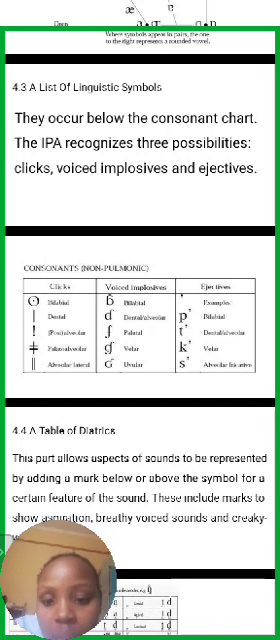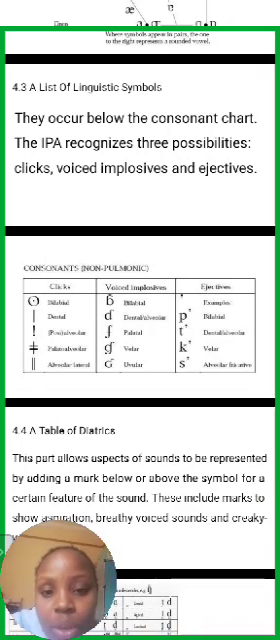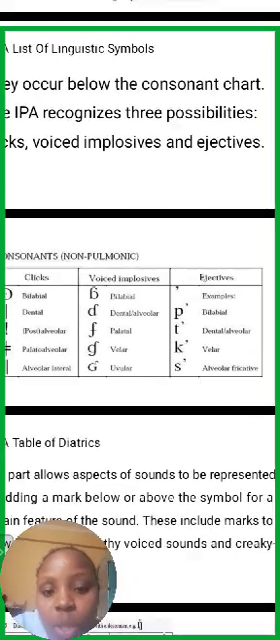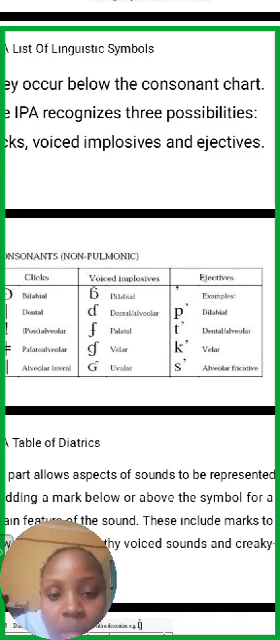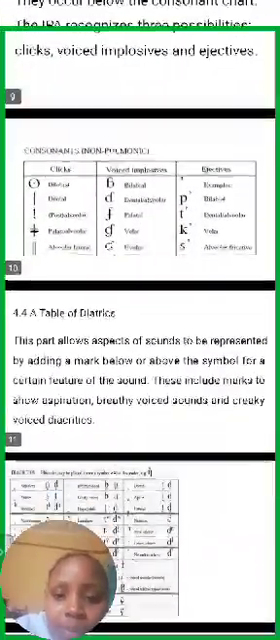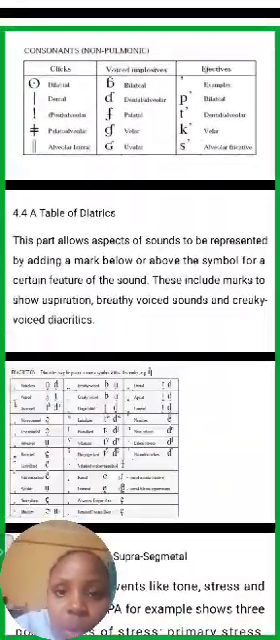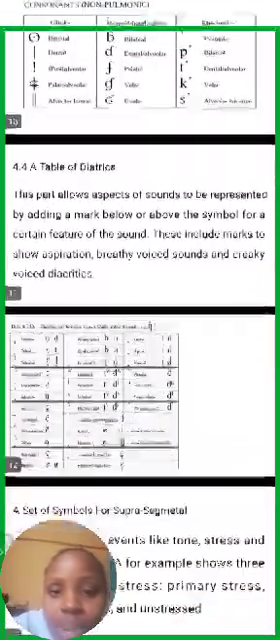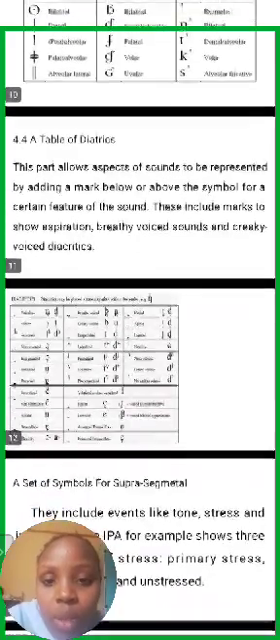For the clicks, we have the bilabials, the dentals, the postalveolar, palatoalveolar, and alveolar laterals. For the voiced implosives, you have the bilabials, dental-alveolar, palatal, velar, and uvular. For the ejectives, we have the bilabials, the dental-alveolar, the velar, and the alveolar fricatives. Make sure that you know more about those consonant sounds.